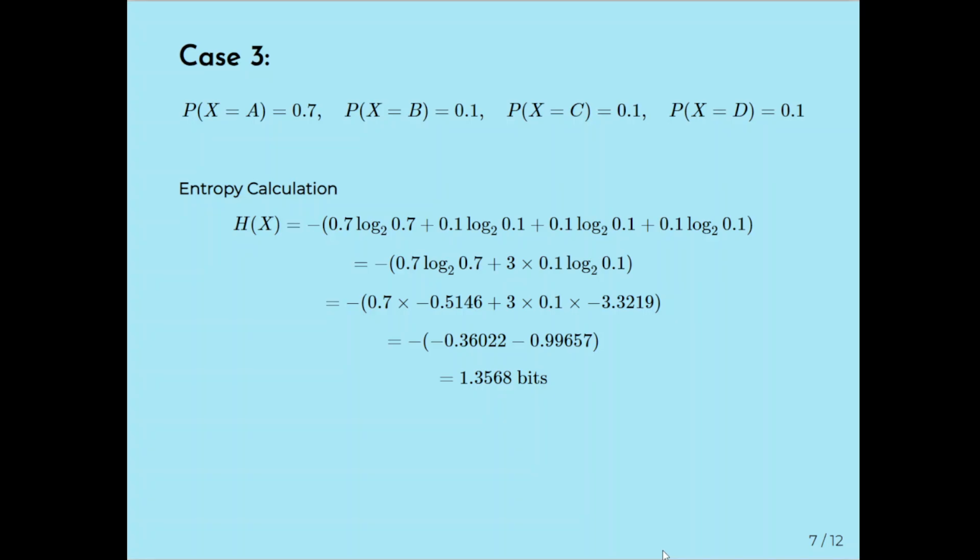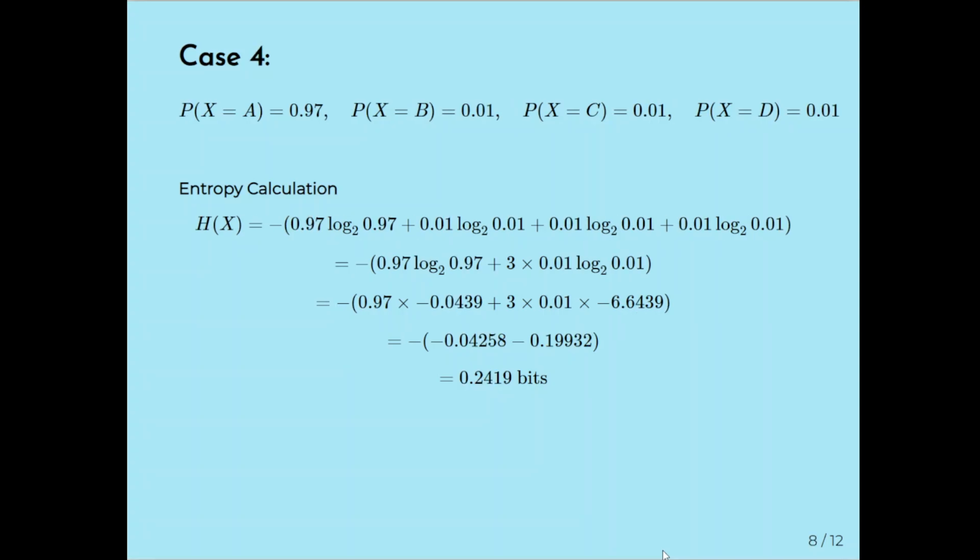For the other cases, we have 0.1 times log of 0.1 to the base 2, that is 0.1 times minus 3.3219, and when we multiply that for each of the three cases, we get minus 0.99657. So we add those two numbers together, and we essentially get our answer there, 1.3568 bits. Okay, so you notice it's decreased a bit now, from 2 to 1.75 to 1.35. And that's because in each case, one character is getting increasingly dominant, okay?